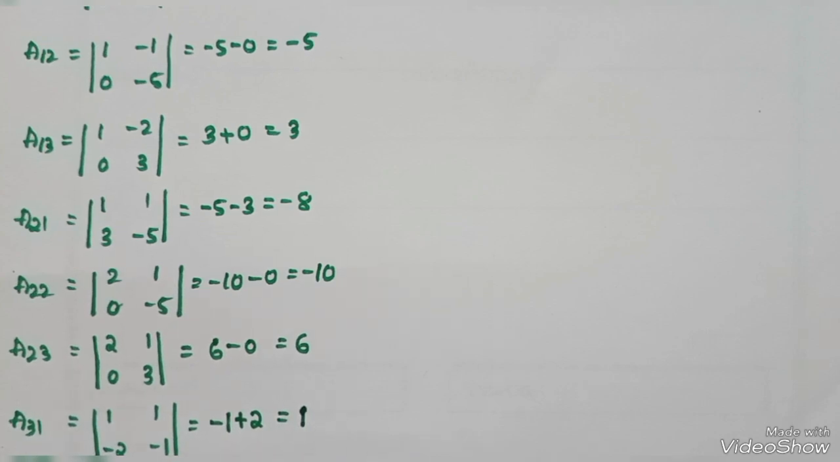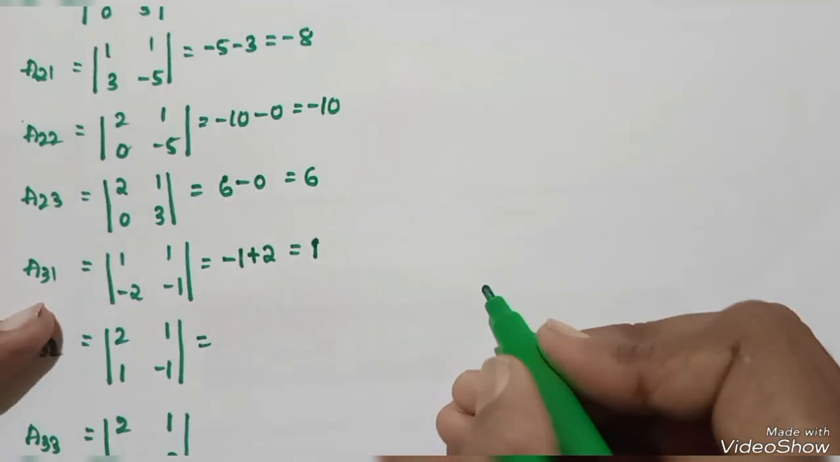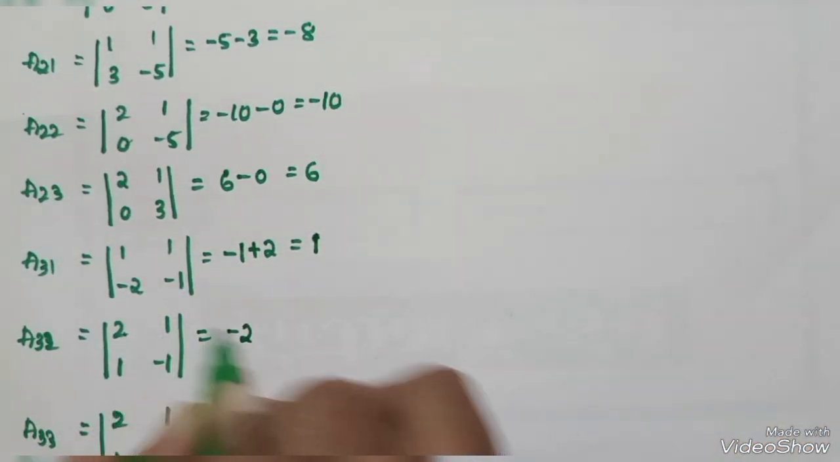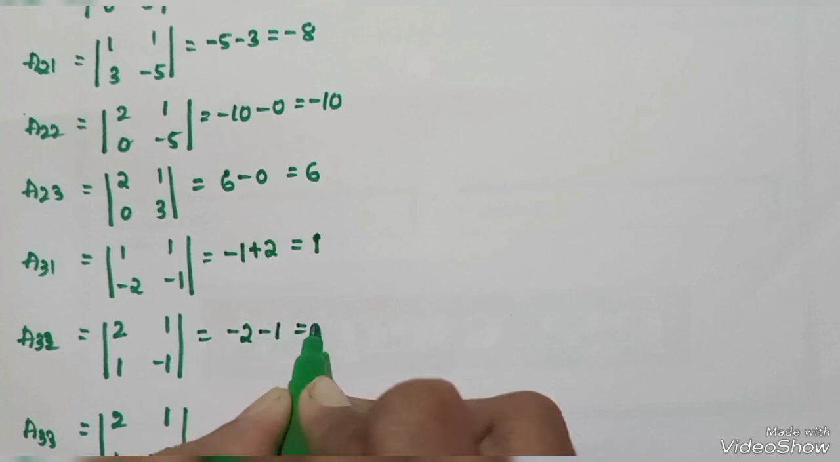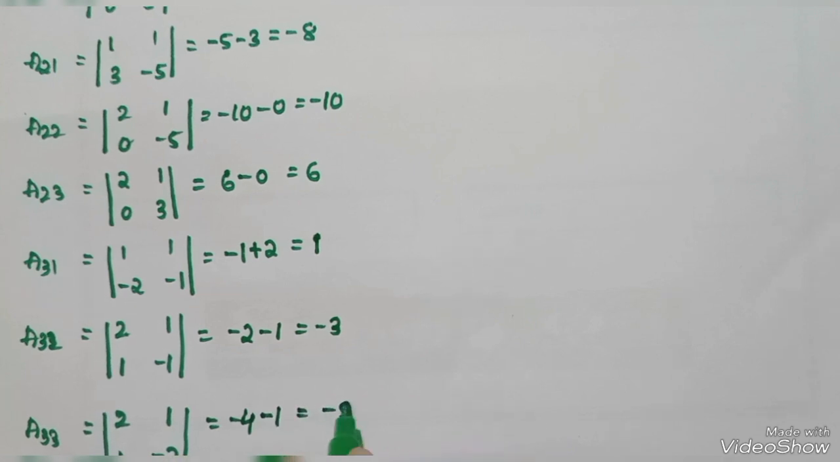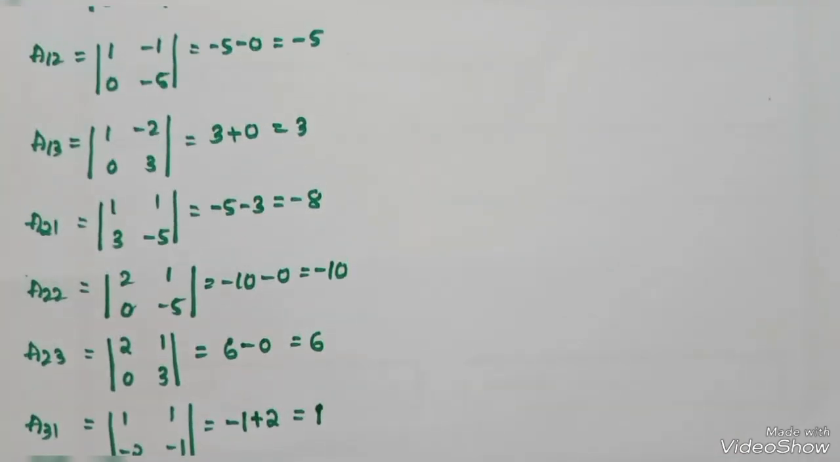Okay, again the last two elements are there, that is 2 into minus 1 minus 2, 1 into 1 minus 1, it becomes minus 3. 2 into minus 2 minus 4, 1 into minus 1, it becomes minus 5. Okay, these are the corresponding minus.